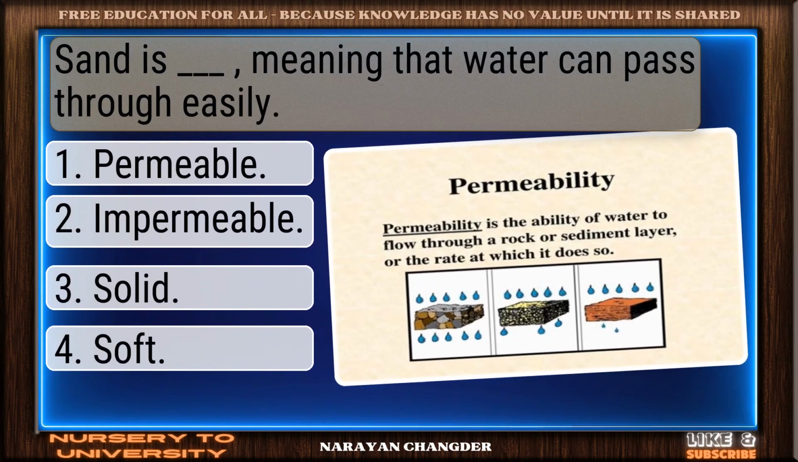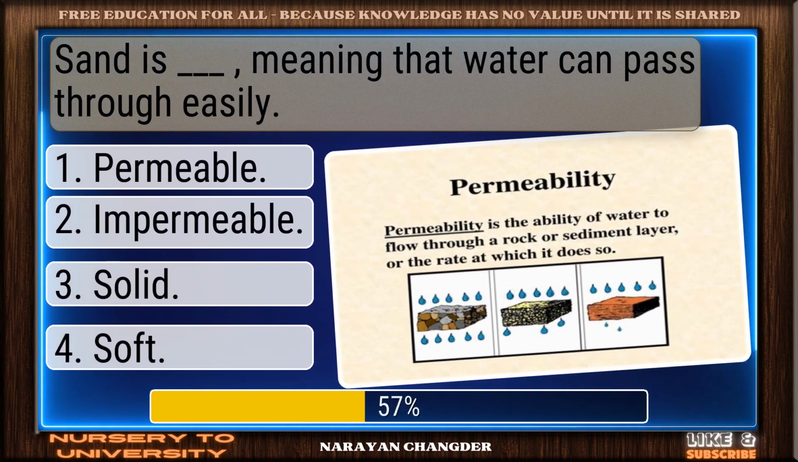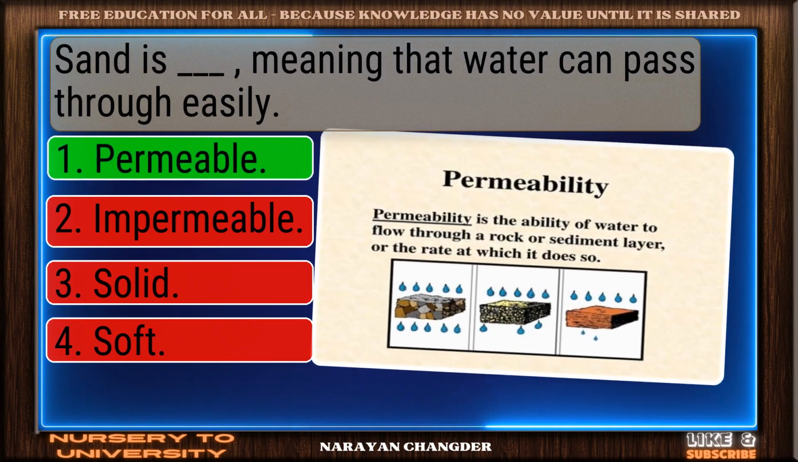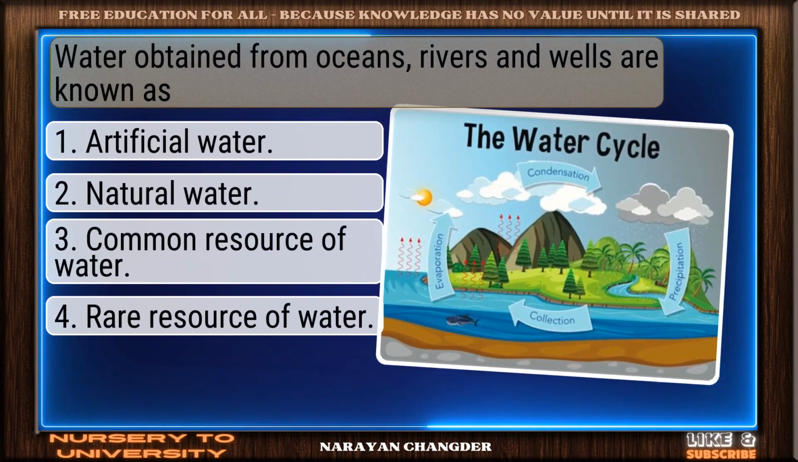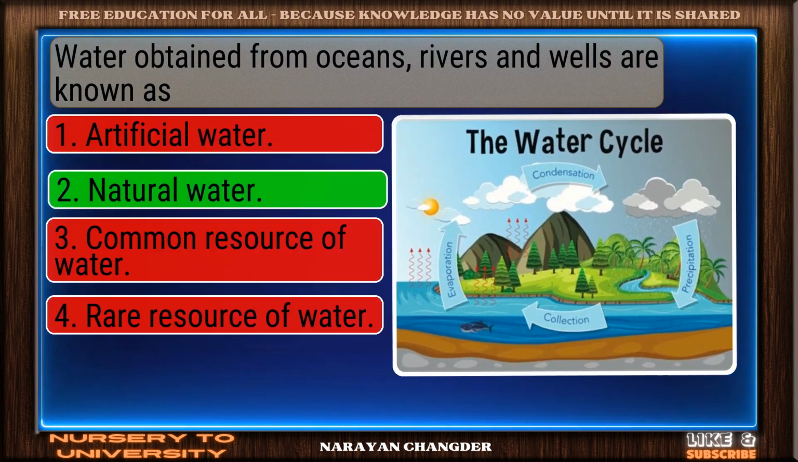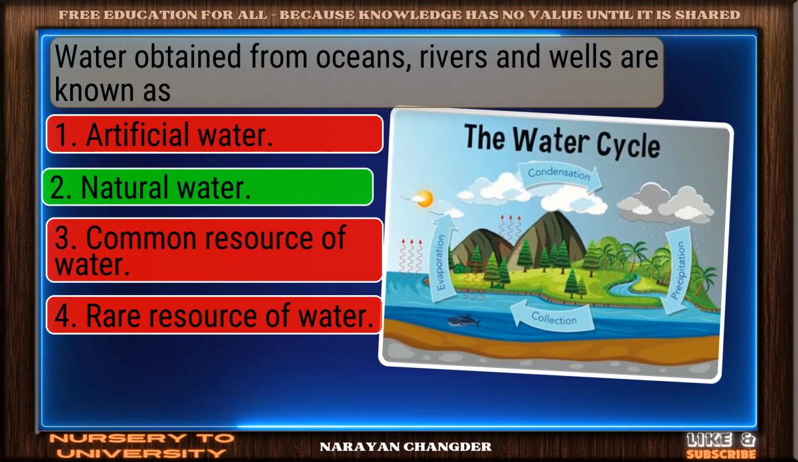Sand is dash, meaning that water can pass through easily. Nicely done. Permeable is a solid answer. Water obtained from oceans, rivers and wells are known as. Right choice. Natural water is the best answer.